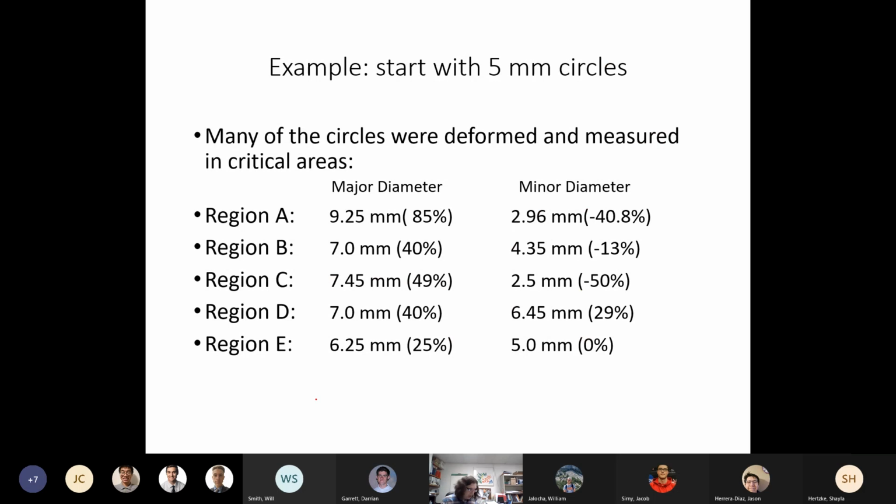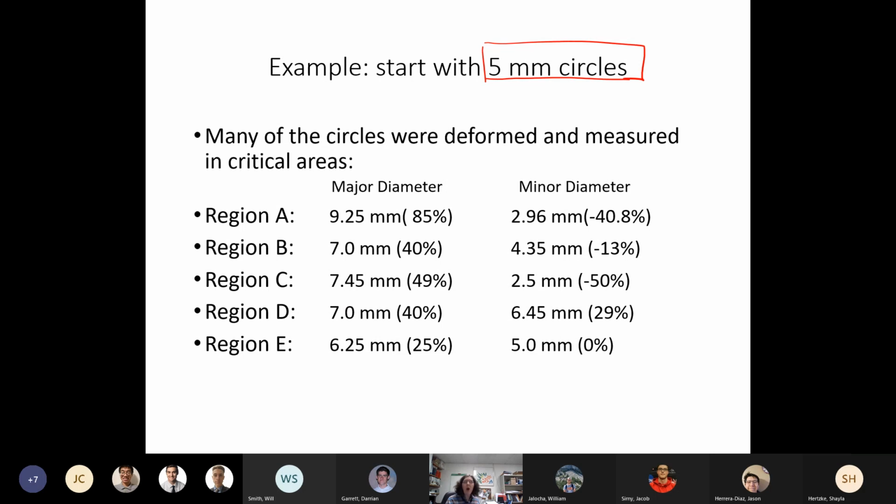so let's do a little bit of work here, and let's do an example. So we have a part, and we put 5mm circles on the part, in 5 different locations.